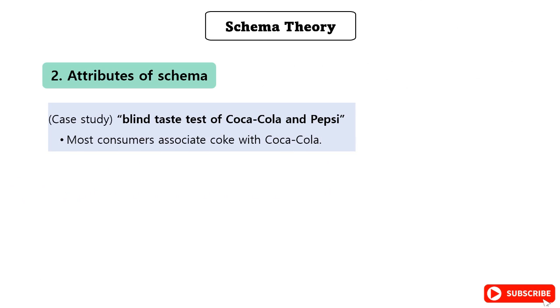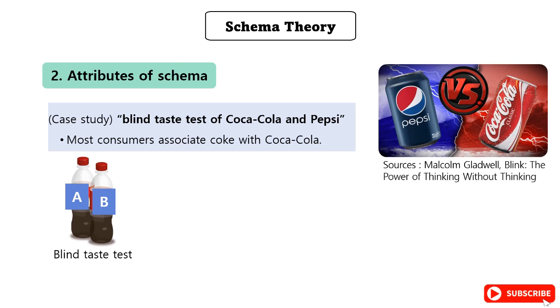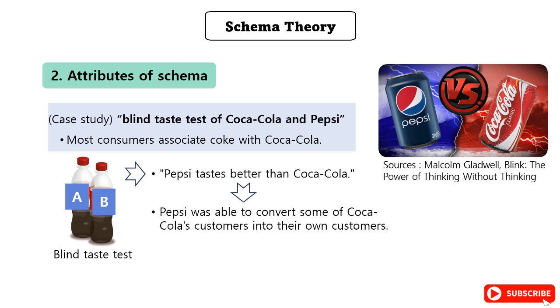A marketing example that utilizes the attributes of schema is Pepsi's blind taste test. Most consumers associate Coke with Coca-Cola. In response, Pepsi marketing personnel planned a revolutionary advertising campaign through a blind taste test, aiming to modify consumers' schemas by suggesting that Pepsi tastes better than Coca-Cola. As a result, Pepsi was able to convert some of Coca-Cola's customers into their own customers.